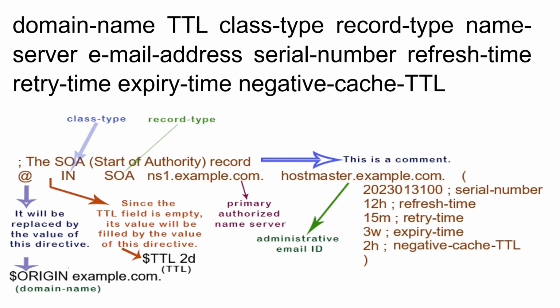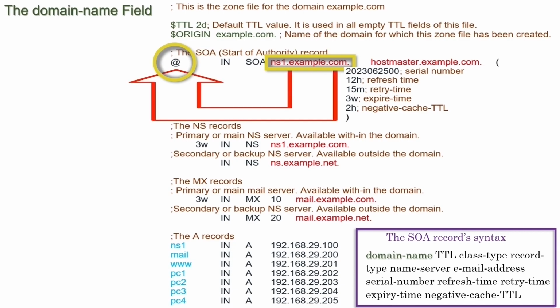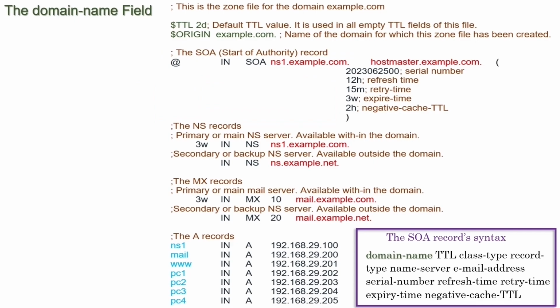Let us understand this syntax field by field. This field specifies the domain or zone name. The name server whose name we specify in the name server field becomes the authoritative name server for the domain or zone whose name we specify in this field. Since we used an @ symbol here, it will be replaced by the origin directive's value.